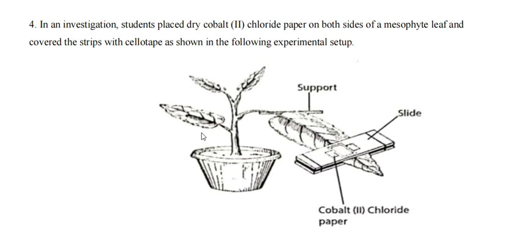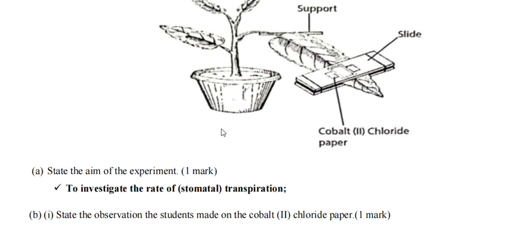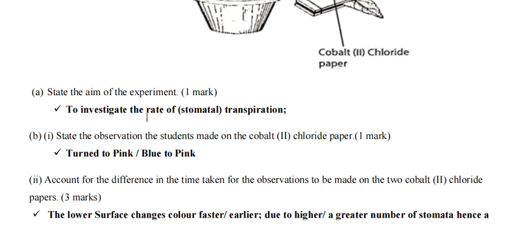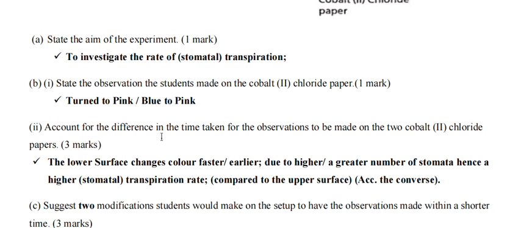You can see the cobalt-2 chloride, the slides support. State the aim of the experiment, and the aim is to investigate the rate of transpiration, and maybe specifically stomatal transpiration. Then the observation the students made on the cobalt-2 chloride paper: it turned from blue to pink. Account for the difference in time taken for the observation to be made on the 2 cobalt-2 chloride papers.